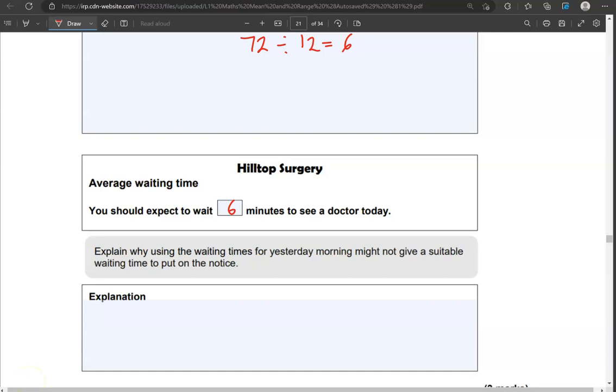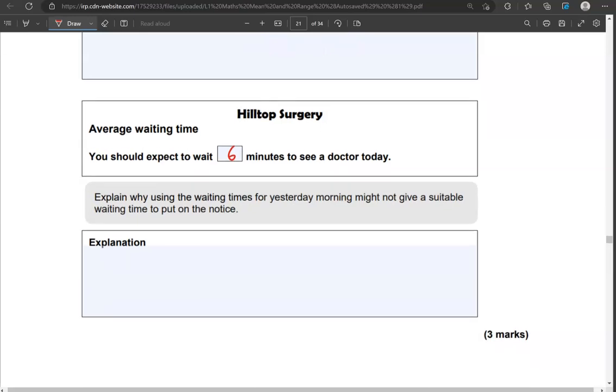Could be that morning times are more popular for appointments, so there is a lot of demand for those, and it also depends on doctor availability as well. So yesterday perhaps more doctors were available, but they're probably not today, or vice versa. So you really need to look at the average over time rather than just a one-off day.